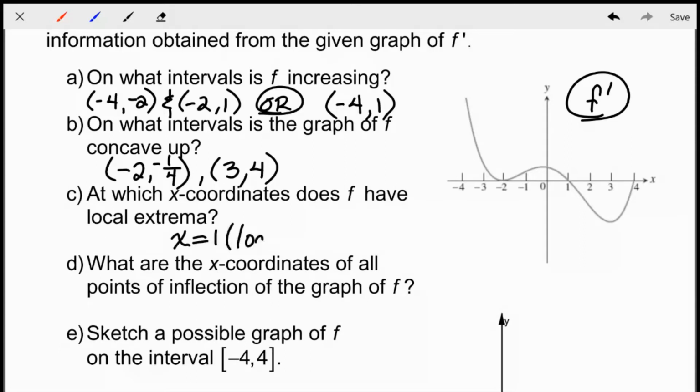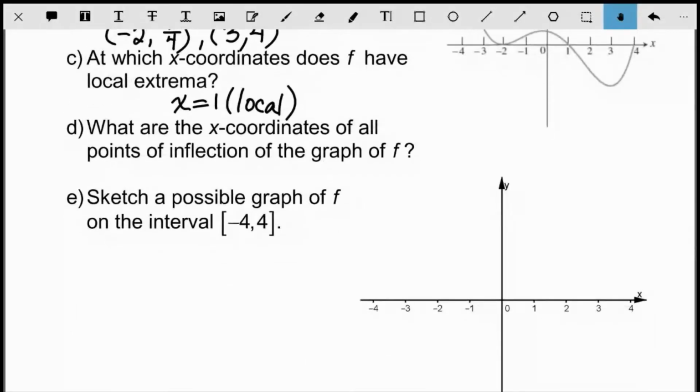Now, technically, depending on whether or not we want to include the endpoints, we could classify the endpoints as maximum or minimum values as well. But for the purpose of this question, we're going to leave the endpoints out. We're going to assume that we're just looking at this as an open interval from the standpoint of the local max and the local min.